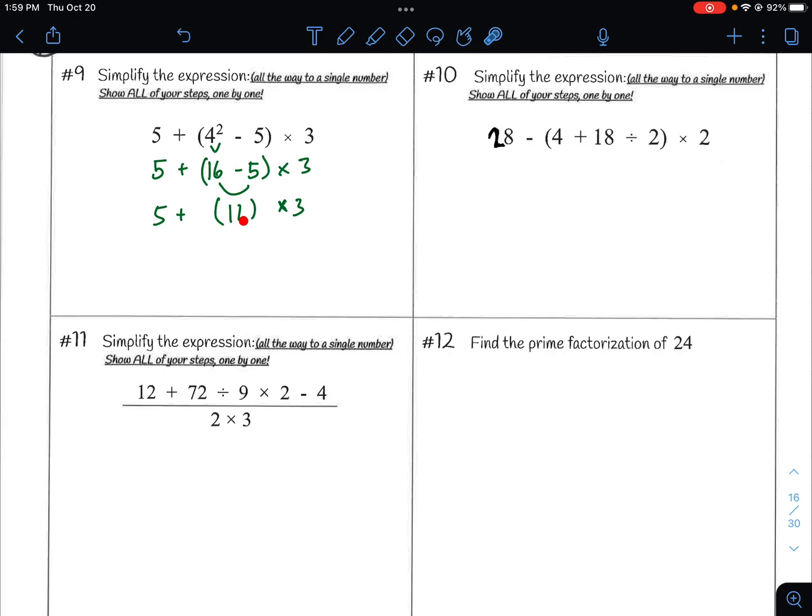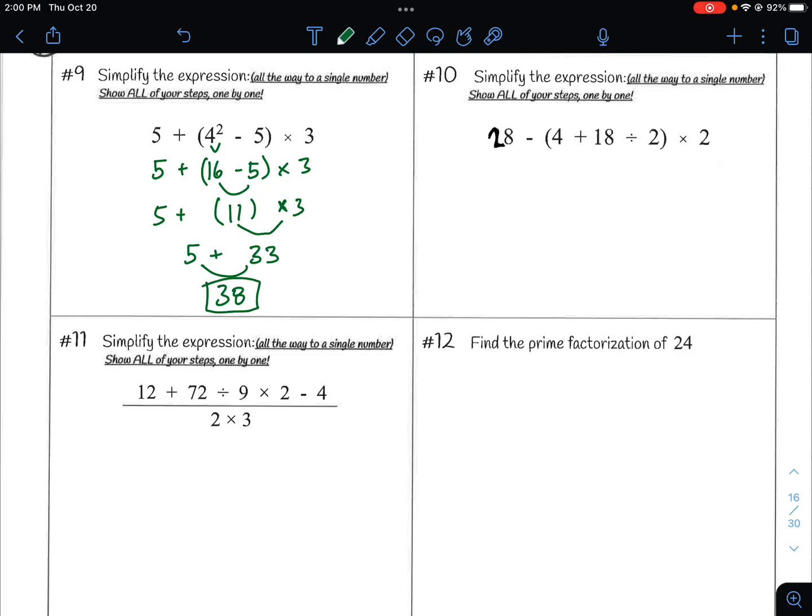We have 5 plus 11 times 3. Multiplication beats addition. That's 33. Bring down the plus, the 5, and 5 plus 33 is 38. That is our final answer. This one, if yours says 18, it was a typo. It should say 28. Otherwise, you get negative numbers, which we don't want to deal with.